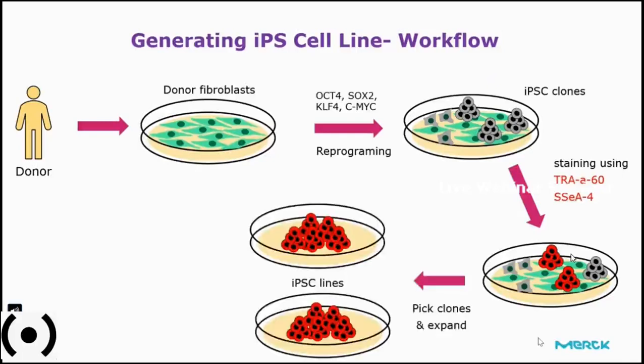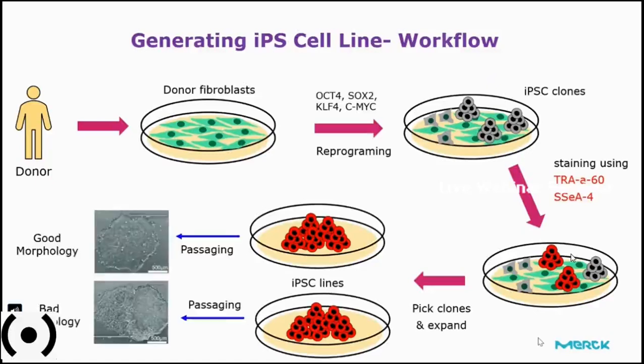You have to expand specifically the positive stained colonies, and then you can actually passage them and grow them further, and you can look at the morphology of these cells under the microscope. You will see those cells which have very good morphology, like the rim of the colony should be very clear, right? And if you have a very good morphology of the colony, you can always pick it. So this is how these iPS cell lines are obtained and maintained further, right?